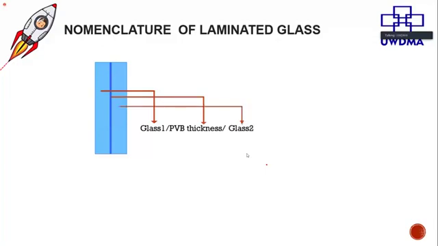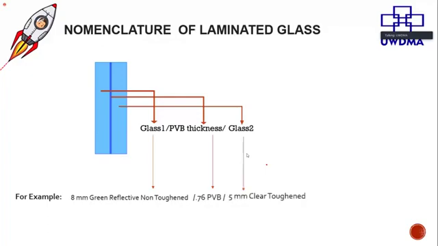So nomenclature is the same as the way we were naming the DGU glass. Here, instead of the air gap, we mention the thickness of the PVB layer. The thickness of a single PVB layer is 0.38. If you want to go for more, then you will be using 2 layers, and for more, 3 layers. So it will always be a multiple of 0.38 mm.